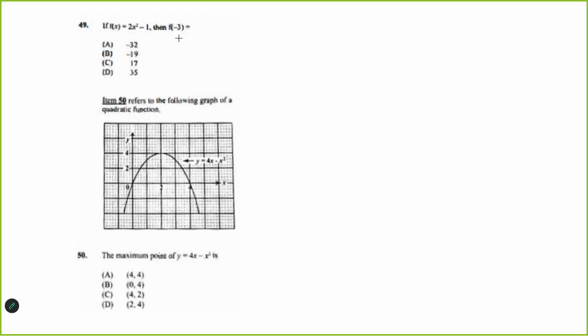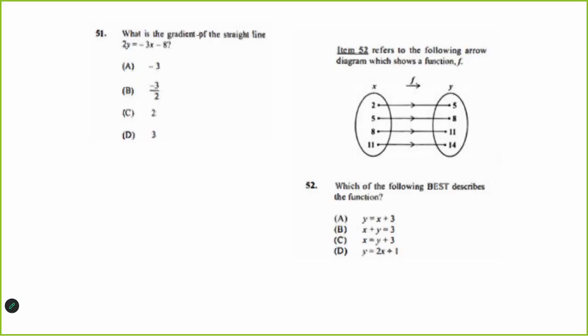Right, this one here is a repeated question. 2 by 6 is 18. 18 minus 1 is 17. Your maximum point as a turning point is x is 2, y is 4. This one here, the gradient of the line, this is a negative, so it'll be negative 3 over 2. This one here, which of the following, this is a repeated question, you were adding 3 to x, so y is x plus 3.